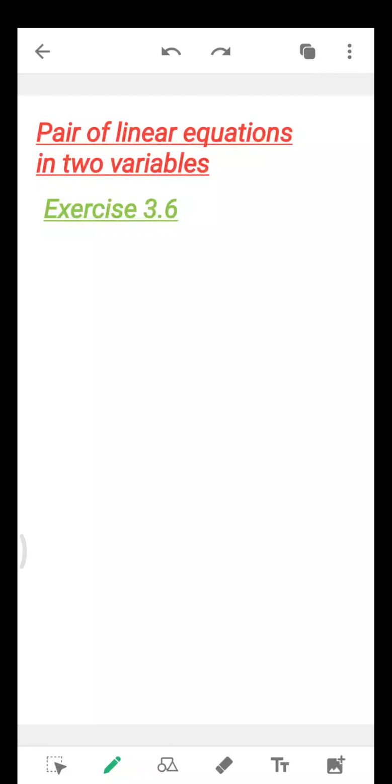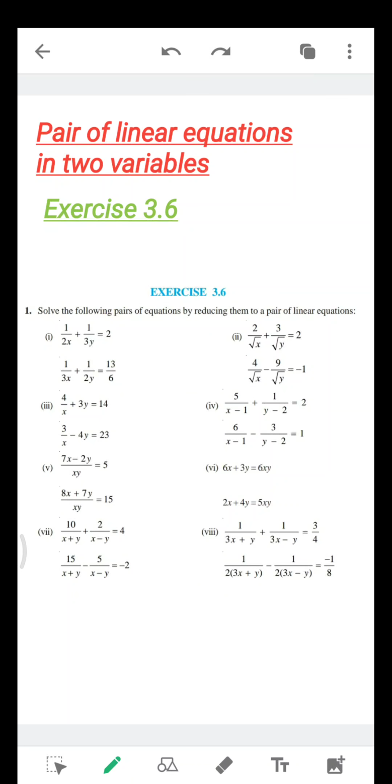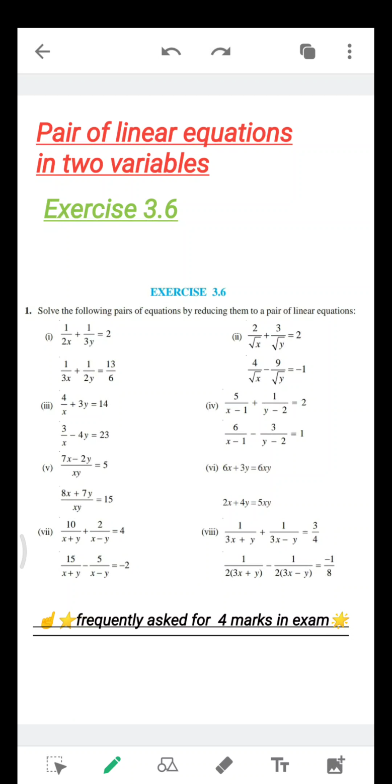Welcome back everyone. In today's session we are going to see exercise 3.6, and this is quite different from all exercises which we have done. In this exercise, and this is one of the most important exercises, which is frequently asked for 4 marks in the exam. In this exercise you can see all these questions.